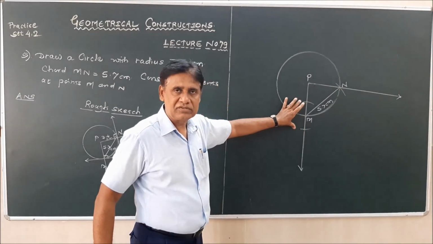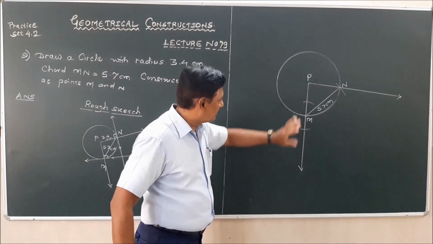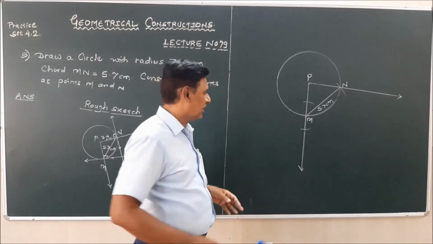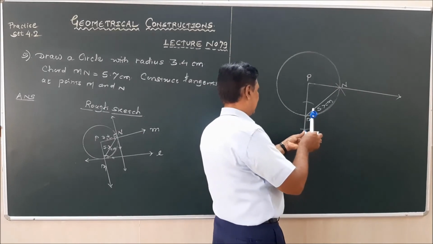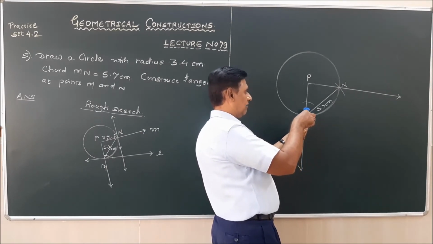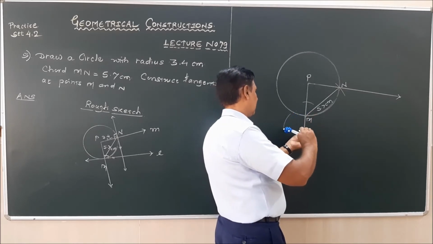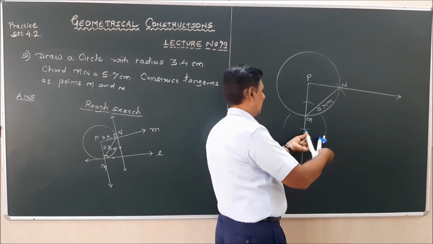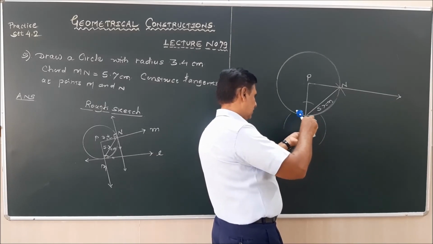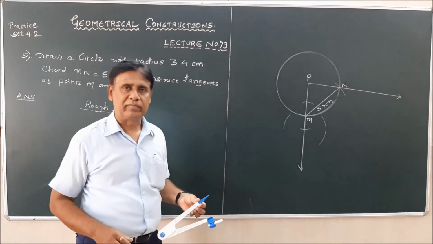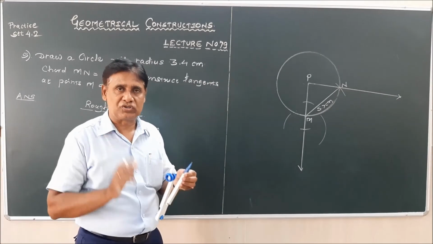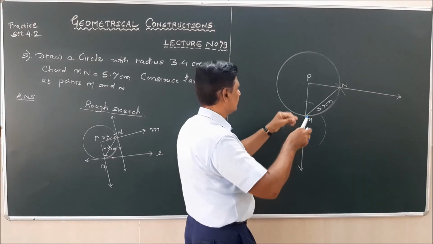I got this segment. After getting this segment, I am going to draw the perpendicular bisector of this segment. To draw the perpendicular bisector, place the metal point over here. Take a distance more than half. Draw one arc here, another arc. I repeat again, take a distance more than half and draw two arcs on both sides of it. Do not change this distance. Very important precaution you have to take.